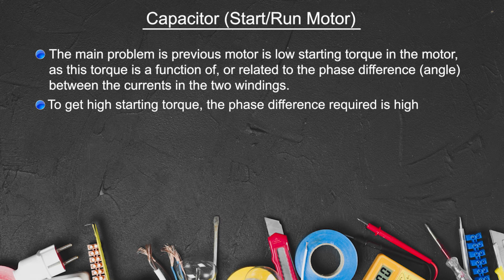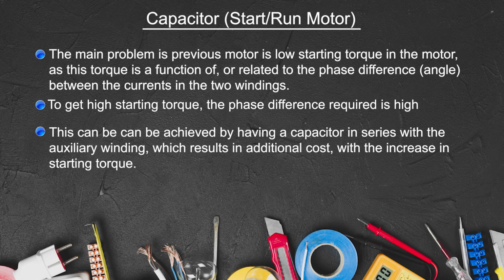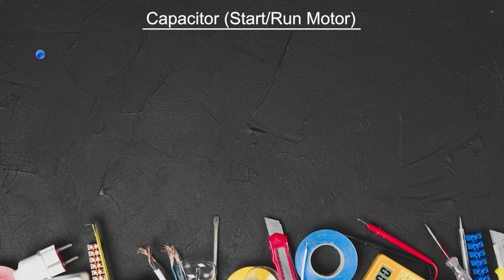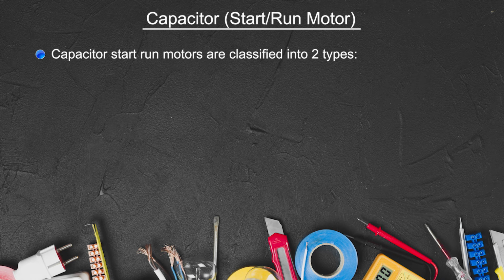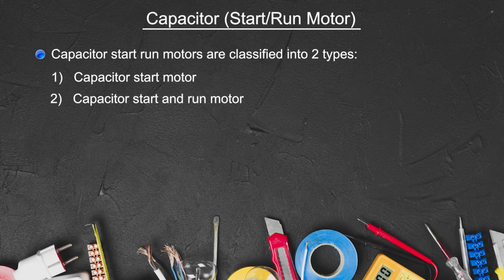So, to get a high starting torque, the phase difference required is high. This can be achieved by having a capacitor in series with the auxiliary winding, which results in additional torque and will increase the starting torque. Now, that means instead of resistance, we can add a capacitor. So, this can be further classified into capacitor start motor and capacitor start and run motor. Now, we will understand both the motors with their phasor diagrams and with their speed torque characteristics.